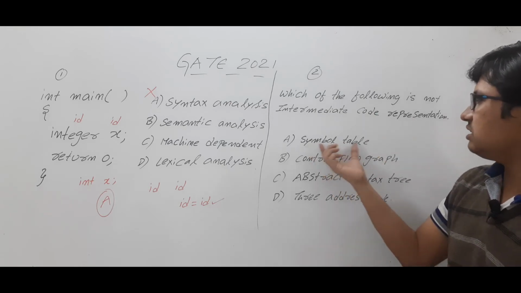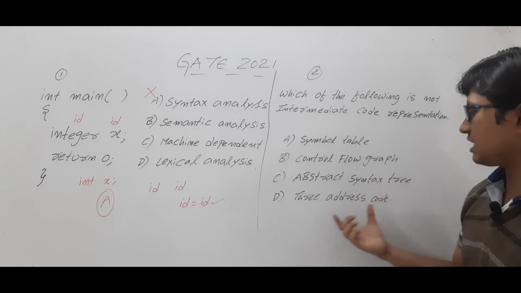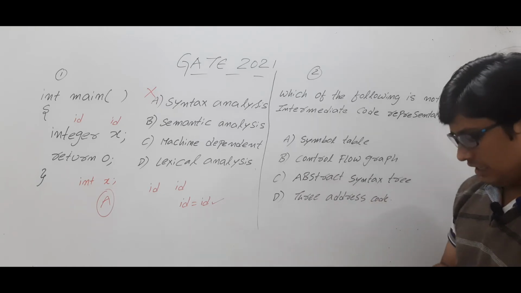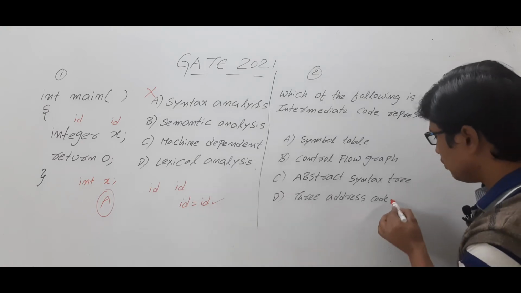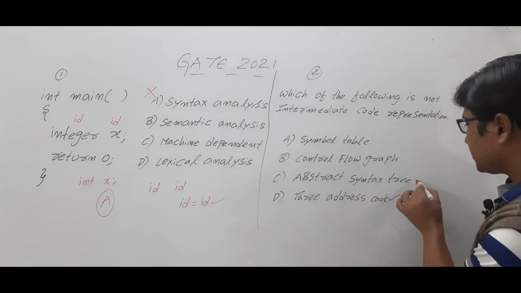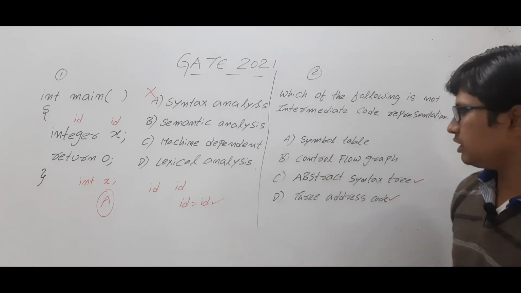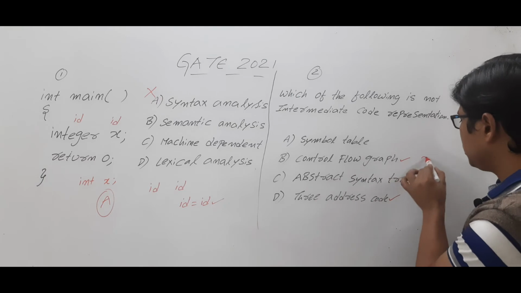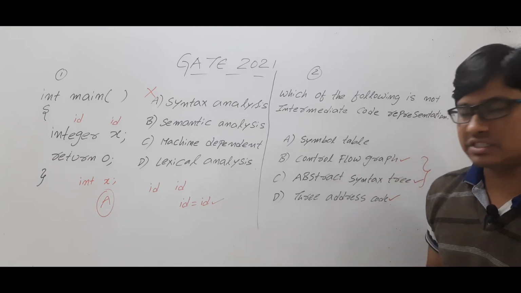Okay, they have given symbol table, control graph, abstract syntax tree, and 3 address code. Everyone knows that 3 address code is one of the representations of the intermediate code, and even abstract syntax tree is also a representation of intermediate code, and control graph. These two are non-linear representations and this is a linear representation.